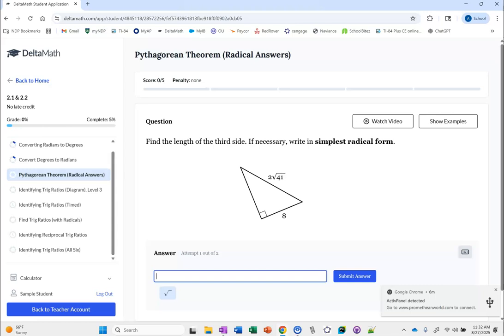Let's put it under, what sides are my A and my B, right? My Pythagorean theorem says A squared plus B squared equals C squared. What sides are my A and B? Actually, let's just say which side is the C. That's easy: the hypotenuse. Right, so which number is that? The 2 square root 41. Good.